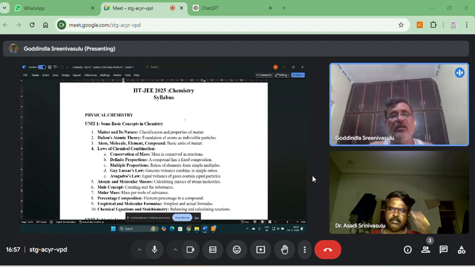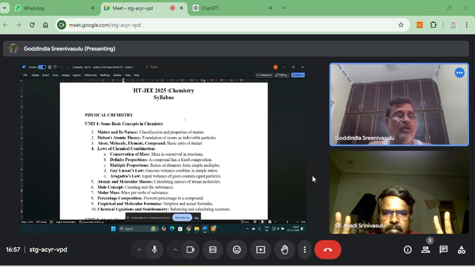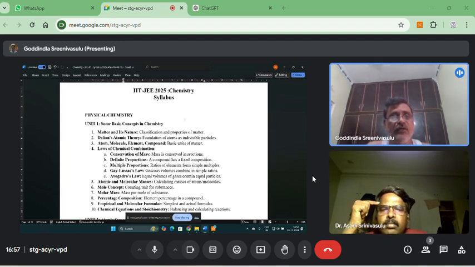Here, what is matter? What is the nature of this matter? How are these matters classified, and what are the properties of this matter that has been explained. And Dalton's atomic theory. This is the basic foundation for atoms that exist as individual entities. Then the concept of atom, molecule, element, compound. So what is the difference among all these? That and all we will discuss.